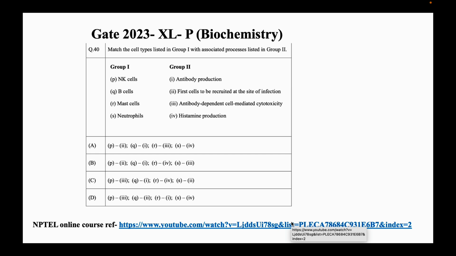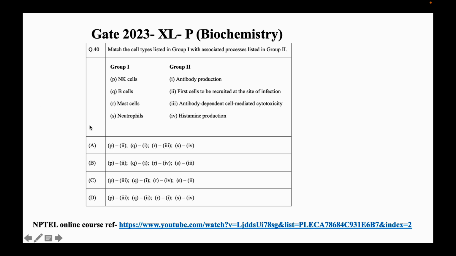Hello everyone, this is GATE 2023 Life Sciences, Section P Biochemistry, question number 40. Match the cell types listed in Group 1 with associated processes listed in Group 2. Group 1 consists of different types of cells like NK cells, B cells, mast cells and neutrophils. And Group 2 consists of their function.